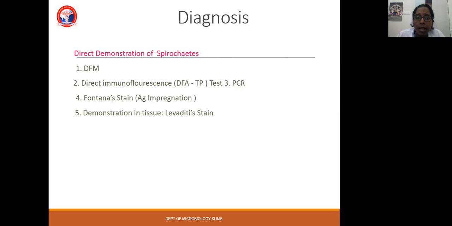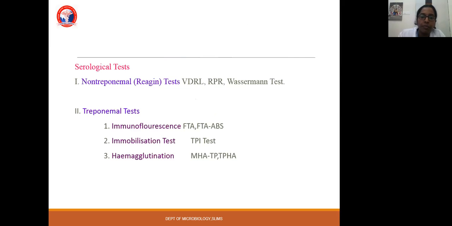You can also do direct immunofluorescence, and then Fontana staining can be done. That is a silver impregnation technique where you can demonstrate it. Then another tissue stain can be the Levaditi stain.